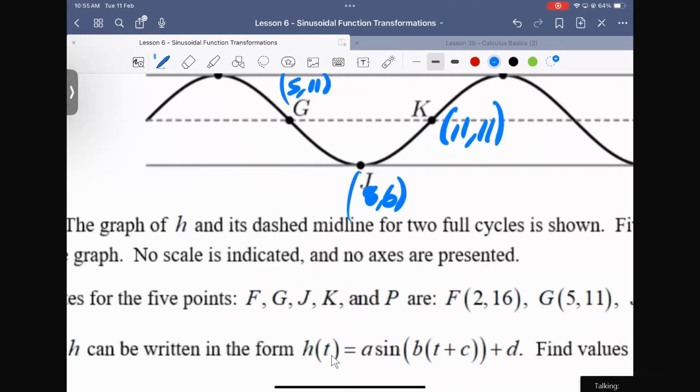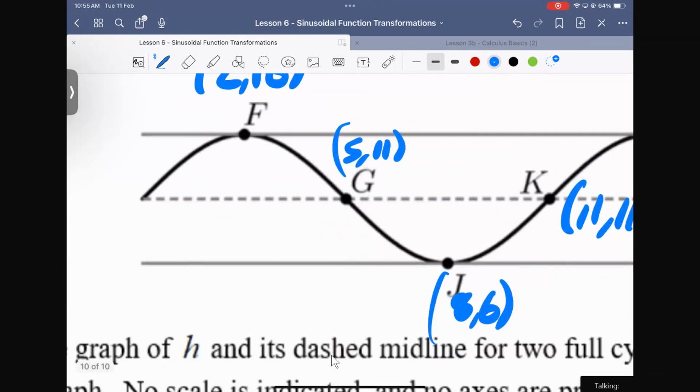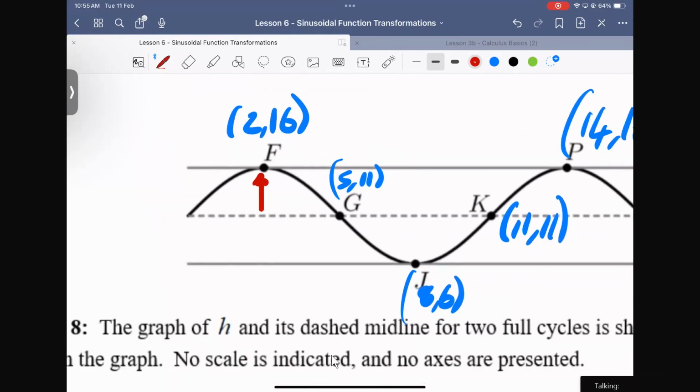So one of the easiest things for us to see is the amplitude here. The amplitude is going from 11 up to 16. So that's gone up by 5. So the amplitude here is 5. We can see the midline is the line y equals 11.